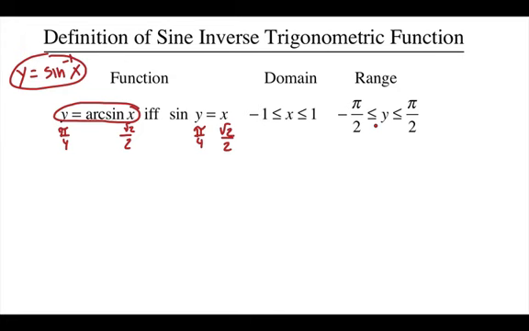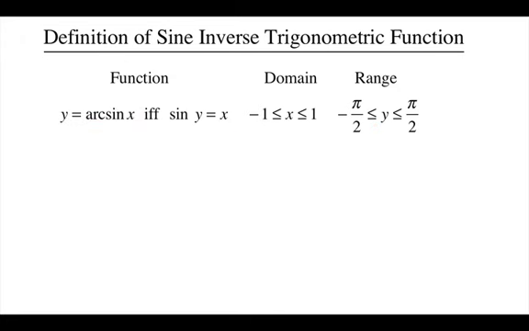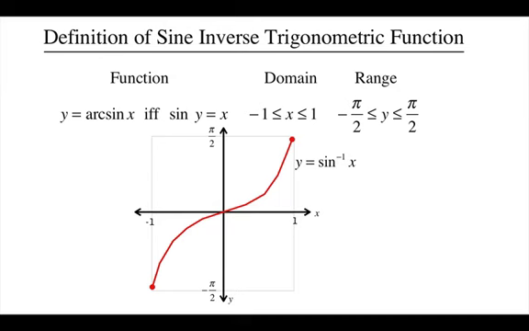Now let me get rid of this and show you the graph that corresponds to this inverse trig function for sine. Notice this is what I was talking about earlier. Sine inverse of x is the same thing as that, just different notation. The domain is x values from -1 to 1, the range from negative pi over 2 to pi over 2, and this is representing quadrant 1 and quadrant 4.